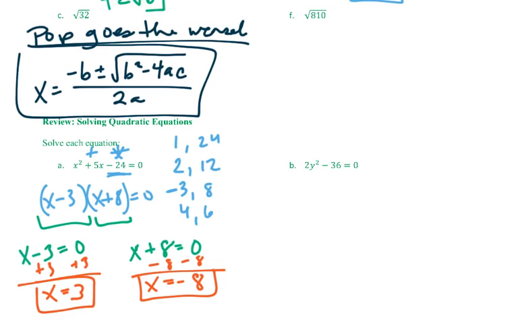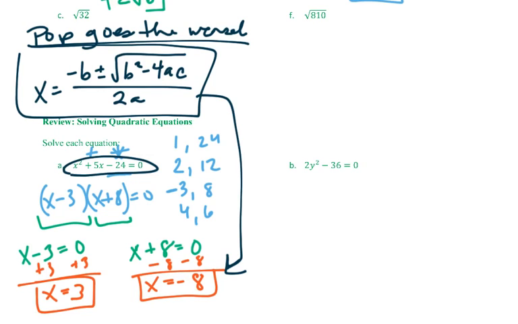But you could also use the quadratic formula to solve this, where your a here is 1, your b here is 5, and your c here is negative 24. When you solve this, though, you'll get the same result.